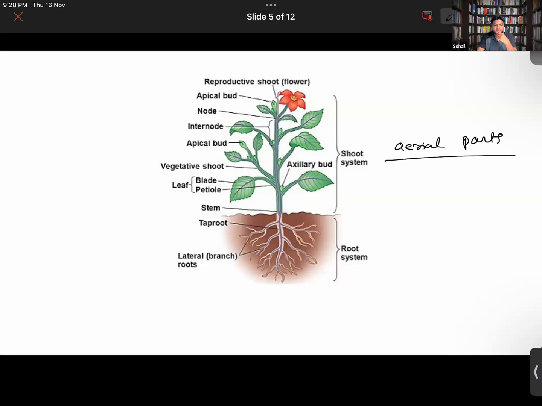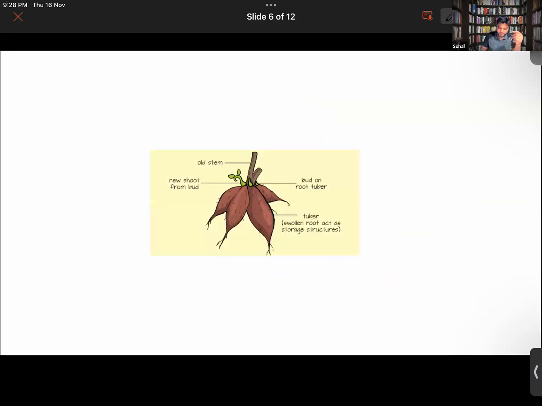So that is the typical diagram of the two systems of the plants that is shown here. Now, if we were to talk about the different types of asexual reproduction in the case of plants, that is clear now. Okay, so look here.